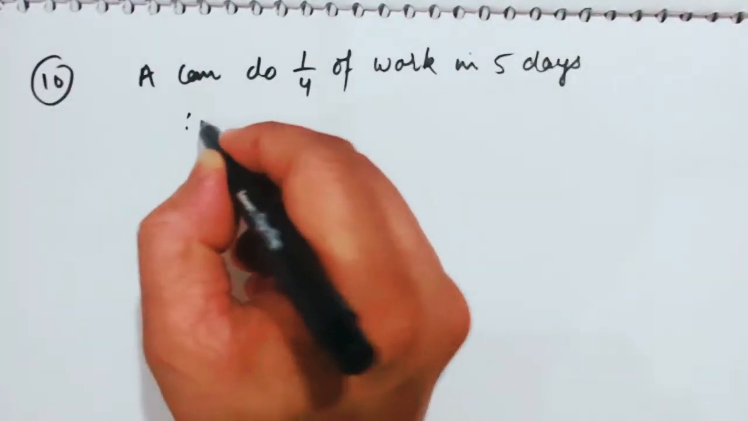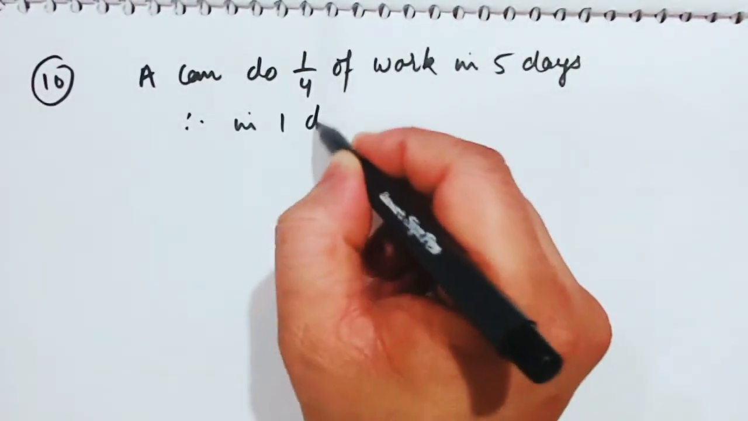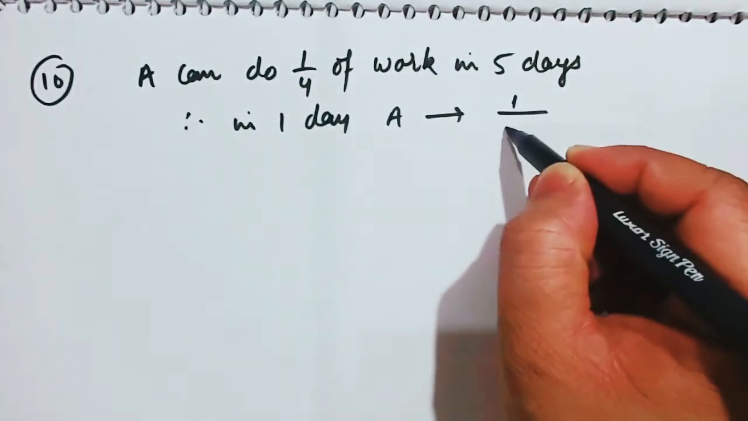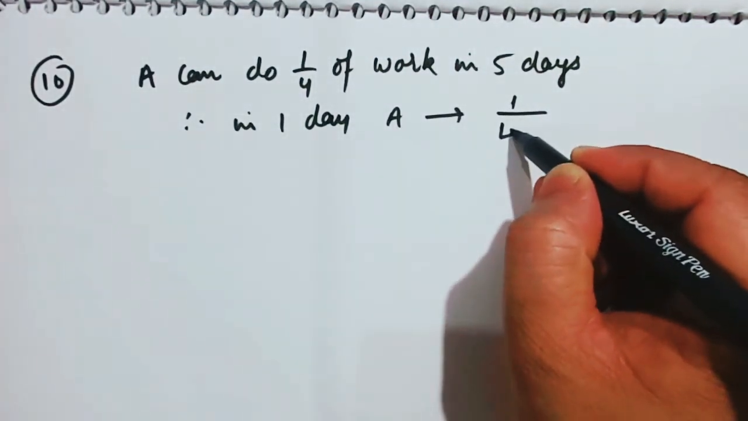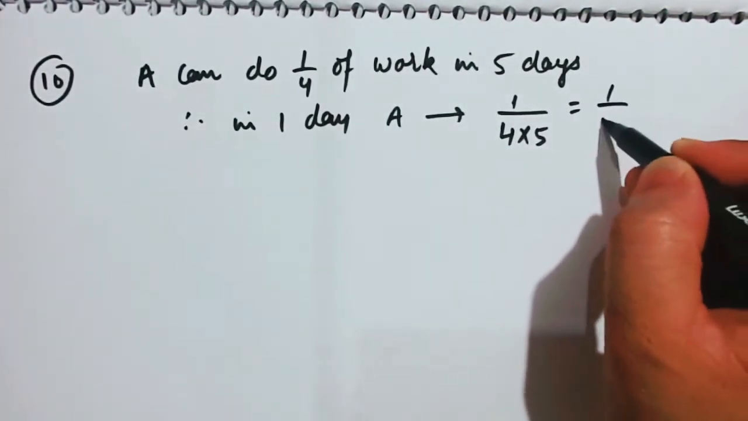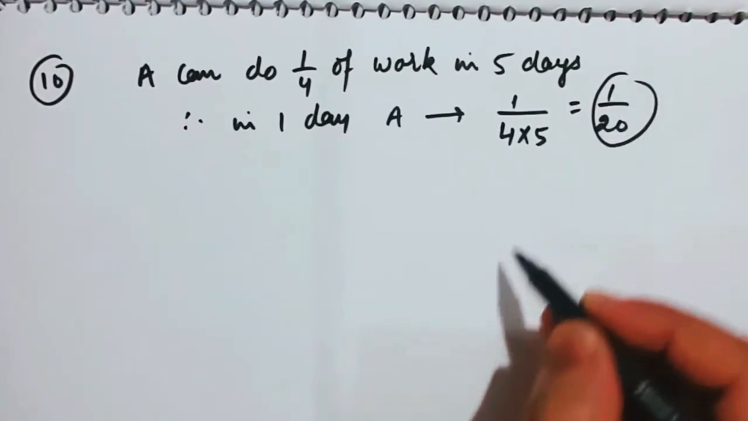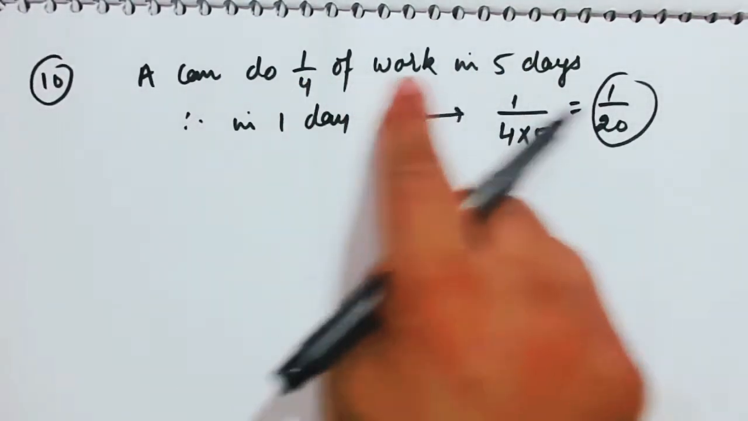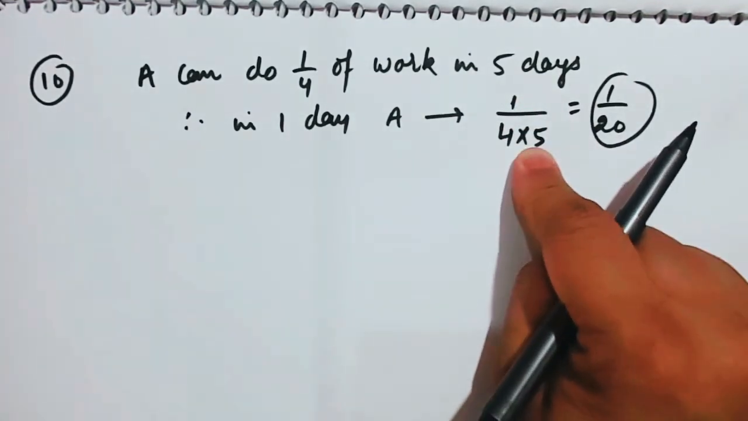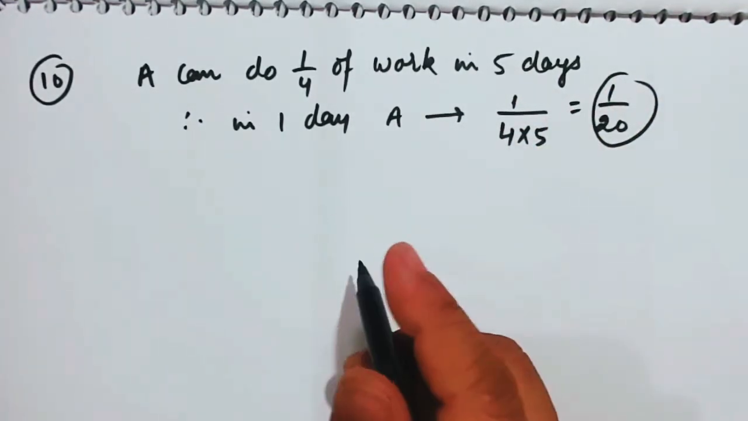Therefore, in 1 day, A will do 1 by how much? 1 by 4 into 5, that is 1 by 20 work. Naturally 5 times less. So 5 times less means 1 by 4 multiplied by 5, that is 1 by 20.